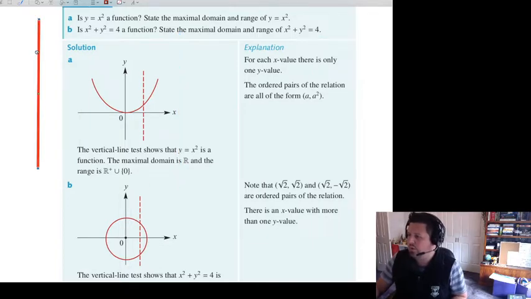Also, what you can see is if we talk about the domain, the domain for this one obviously goes on forever this way.